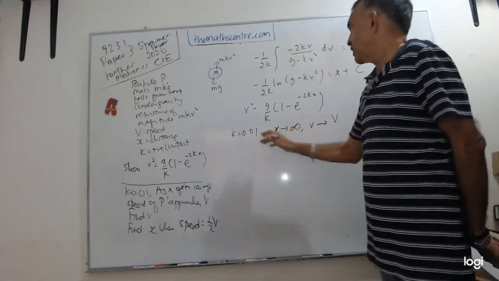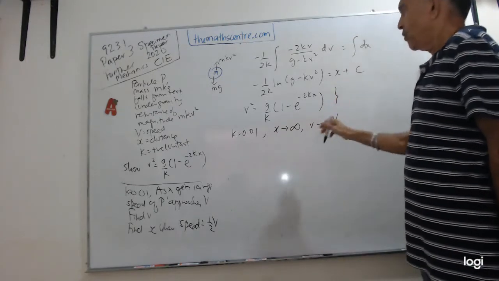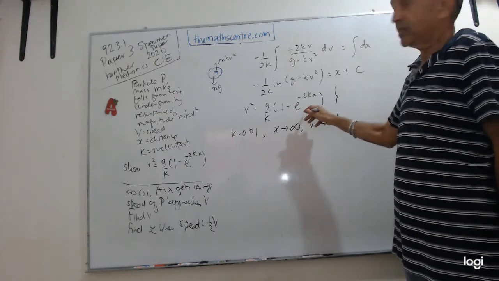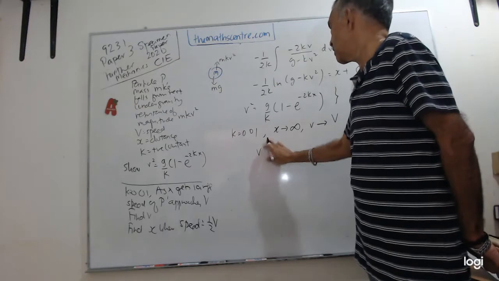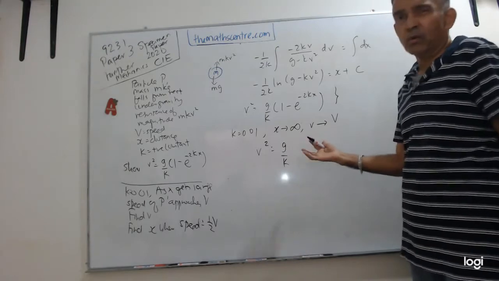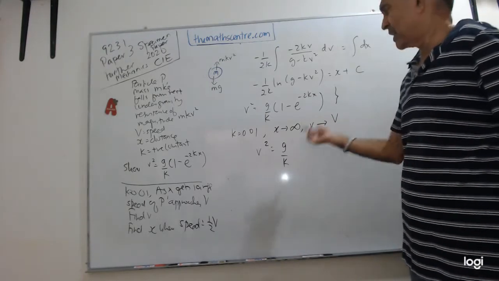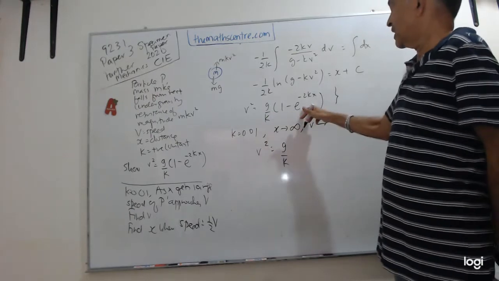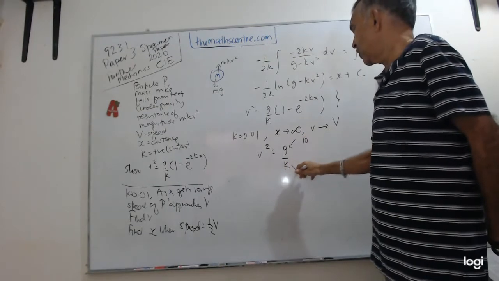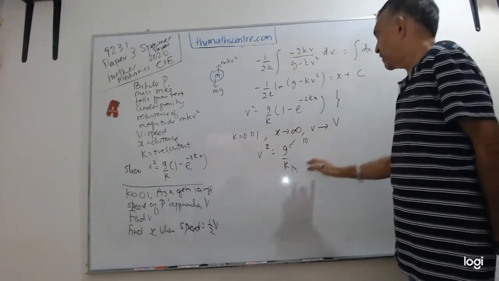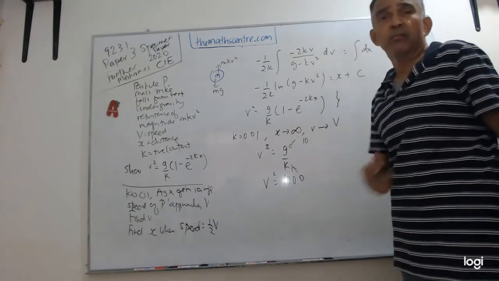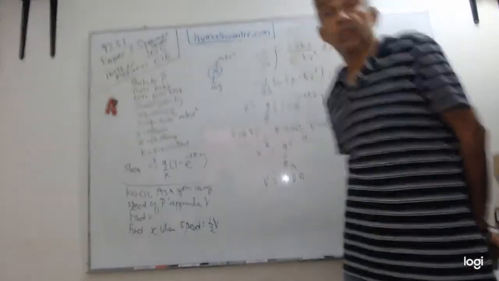What happens here? You can see from this equation, when x gets large, this thing tends to 0. So therefore, v squared tends to g over k. I wrote equal to, actually it tends to, doesn't matter. This tends to 0, so we have 1 minus 0. That's it. You know g is 10, you know k is 0.01. You will get your v squared equals 1000, and then you can find V. Remember, they want V, so take the square root of 1000.